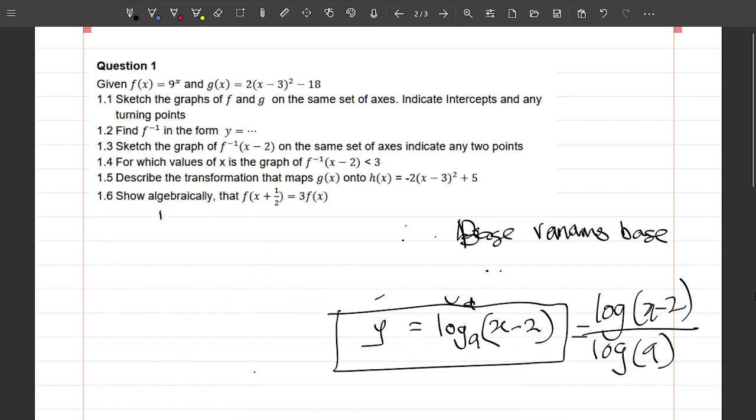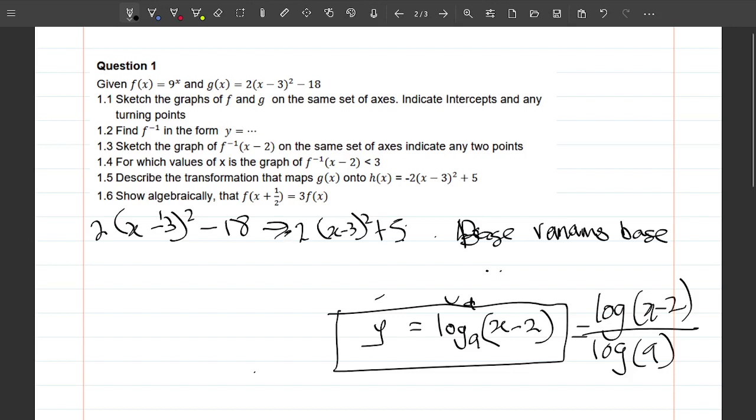So what they're saying is, how can I transition from this g of x, which has this equation, into an h of x, which has this equation? So I'm going from 2 times (x minus 3) squared minus 18, and I'm changing this to essentially become negative 2 times (x minus 3) squared plus 5. How am I transforming into that?